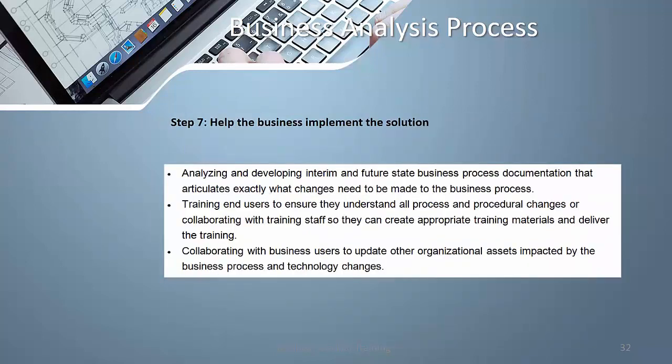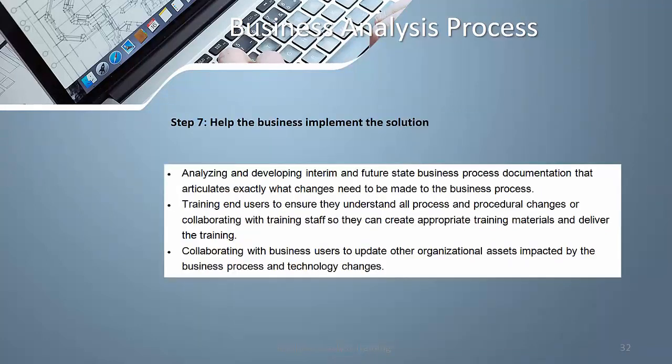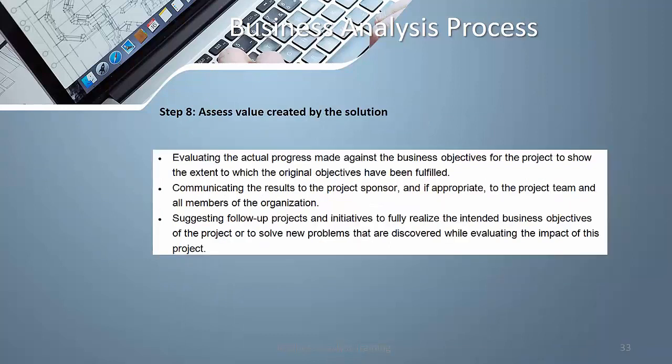Steps 6 and 7 are supporting, basically. Step 6 is supporting the implementation technical team while delivering the software, and step 7 is implementing at the customer side. Step 8 is measuring what you have promised in step number 2. You are measuring that in step number 8.